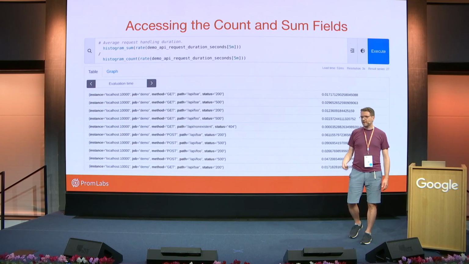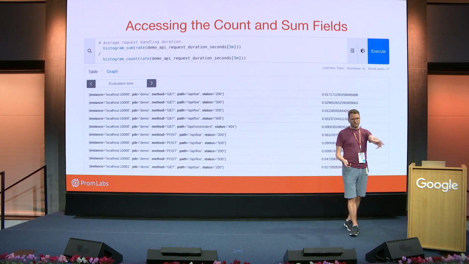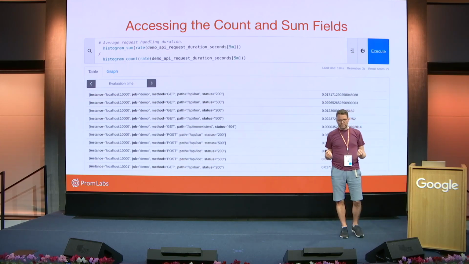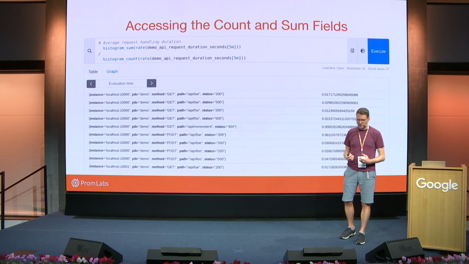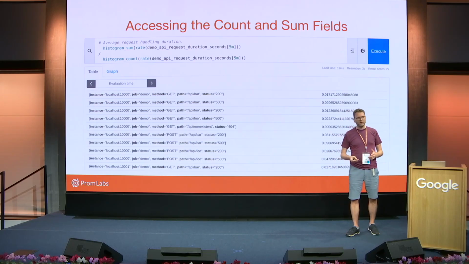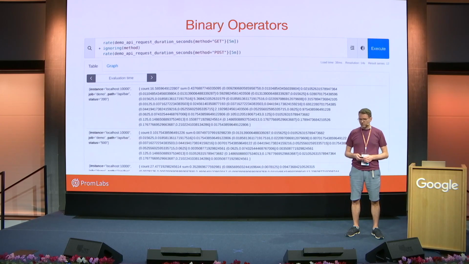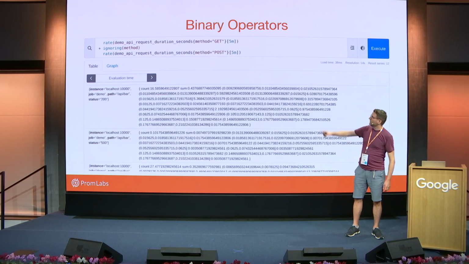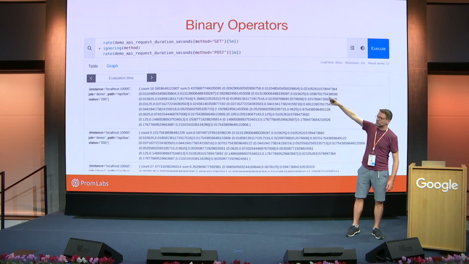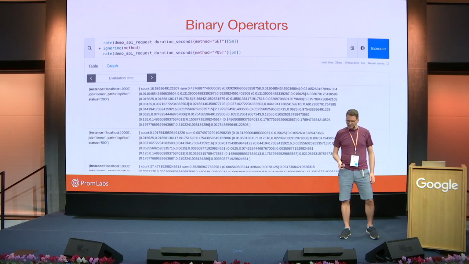Then we do have accessor functions for getting the sum or the count fields out of that histogram, in case you need them, if you just want the request rate. And you also can use binary operators already to a large degree. For example, using a plus to add two different histograms together works.